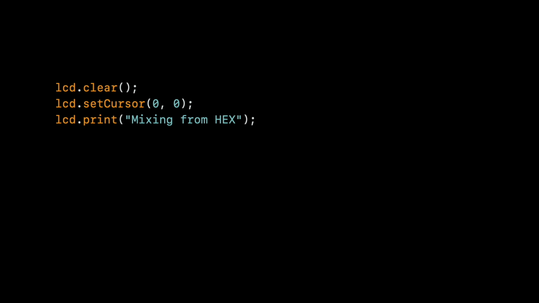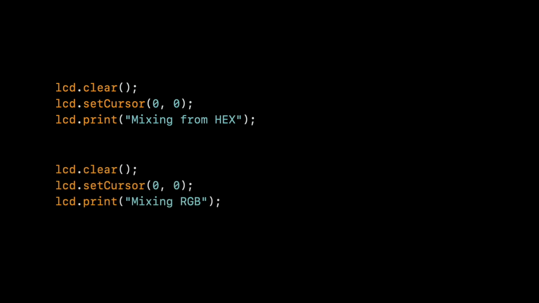In loop and helper functions, when we receive a hex code, we first clear the screen, then display "mixing from hex" to confirm the input mode. If the user sends a color as RGB values like 255, 255, 0, the LCD shows "mixing RGB," so the user can follow along as the color is being interpreted.